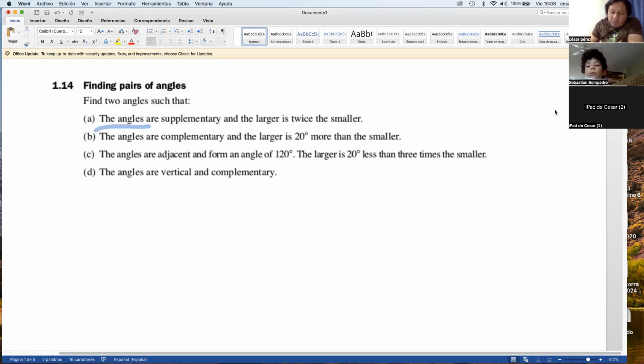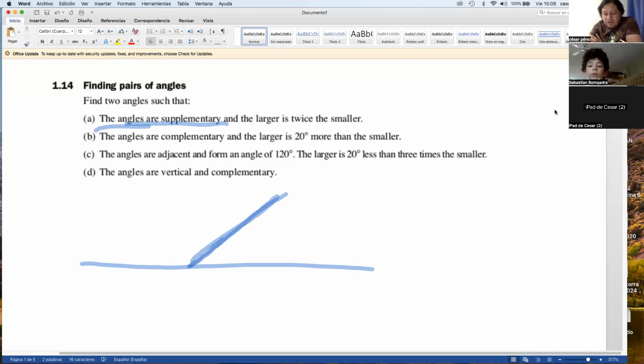A, the angles are supplementary, so they complete 180 degrees. And the larger is twice the smaller. Okay. So we can solve this. It's 60 degrees and the larger one is 120 degrees. Okay. That's all that this problem is asking. Always, it's convenient to make a drawing.